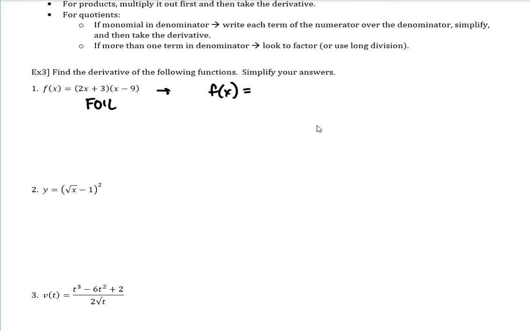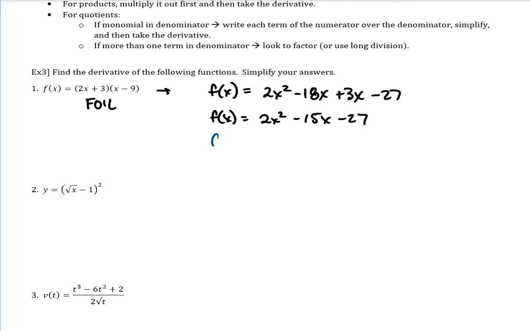So our f of x, if I FOIL this, I'd have 2x squared, and then minus 18x, and then positive 3 times x is positive 3x, and then positive 3 times negative 9 would be minus 27. And then I want to simplify, so f of x, I see the middle terms I can combine, so it's 2x squared minus 15x minus 27. All right, so there was just simplifying it out, and now in blue I'm going to show my derivative, f prime of x.